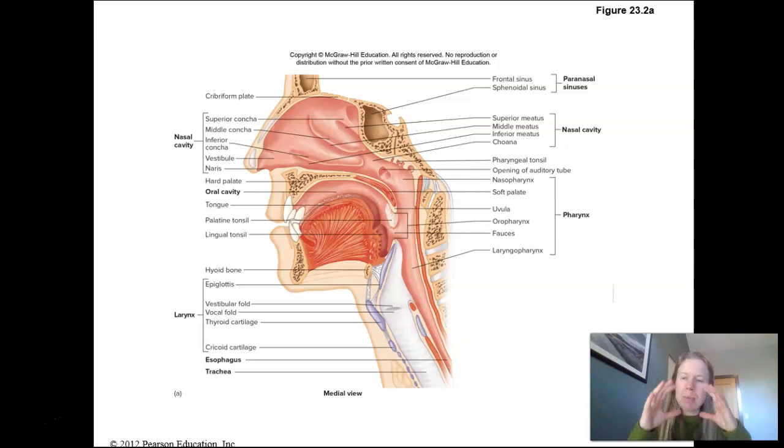So big picture, if you think about respiratory epithelium, let's take a look at how this changes. The respiratory epithelium is really about conditioning the air before it gets to the alveoli. So again, filtering it, warming it, moistening it. We're going to see it change throughout this system, and that has to do, of course, with its function in each of those places.